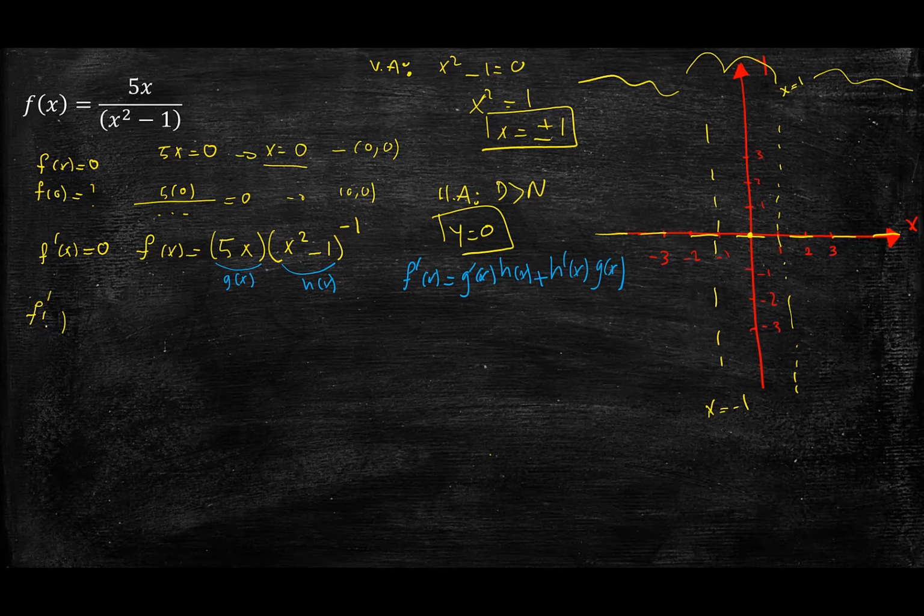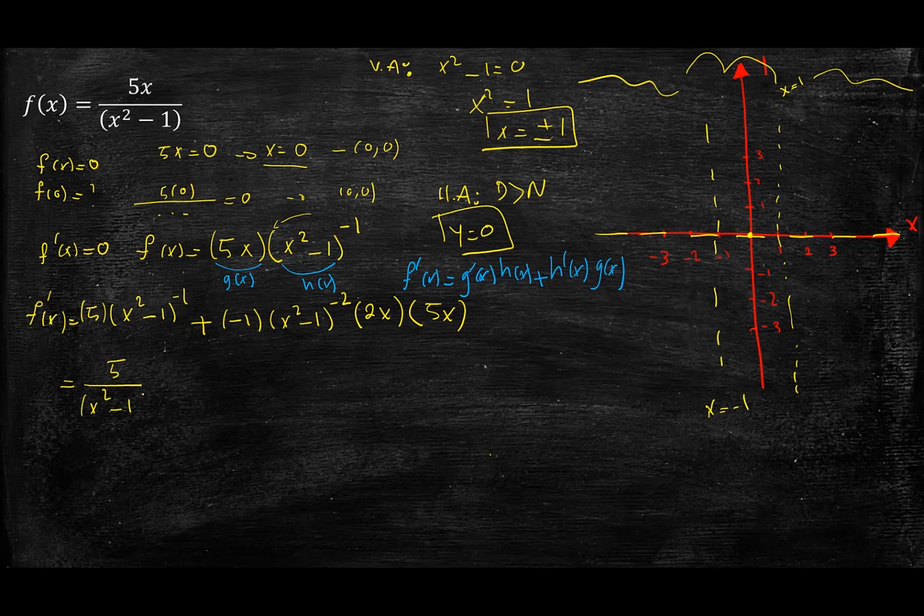So my derivative is going to be equal to the derivative of the first guy, which is 5, times the second guy, plus the derivative of the second guy, so the power comes down, this is the power rule, and then I deduct 1 from the power, and then I take the derivative of what's inside, which is just 2x, and then times the first function, which is 5x. Okay, great. Now we're going to just rewrite this as a positive.